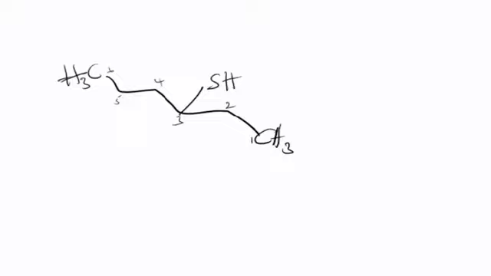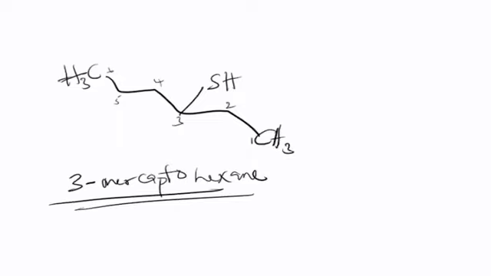So I can simply go ahead and call this 3 mercapto. And what alkane structure is this? This is a 6 carbon alkane, which is a hexane. So I can call this 3 mercaptohexane. So let's go ahead and wipe this.